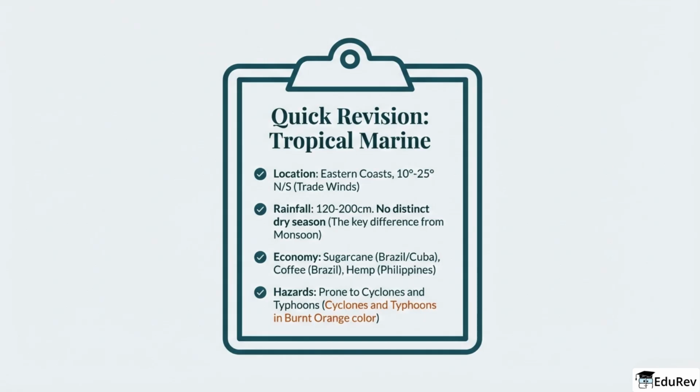Now here's your homework. Take a blank world map and mark every tropical east coast shown here. Then beside each one, write just 4 words: trade winds, summer maximum, no dry season, storm risk. If you can do that without hesitation, you will not confuse tropical marine with tropical monsoon again, and you will be exam ready.